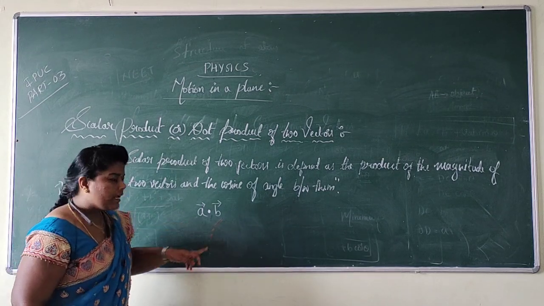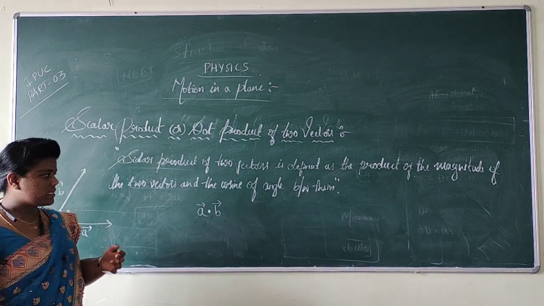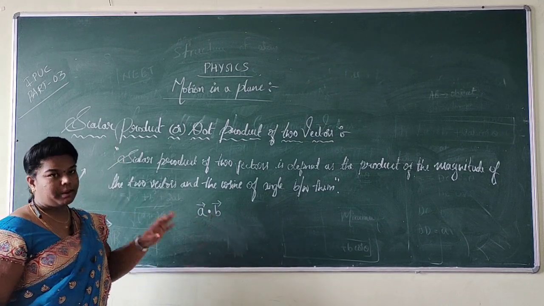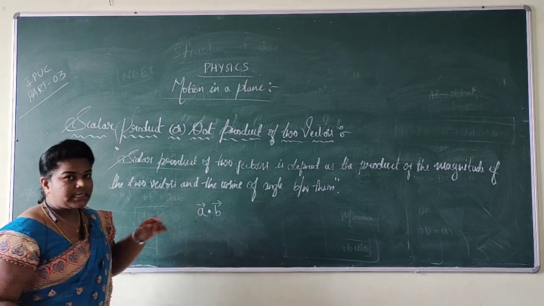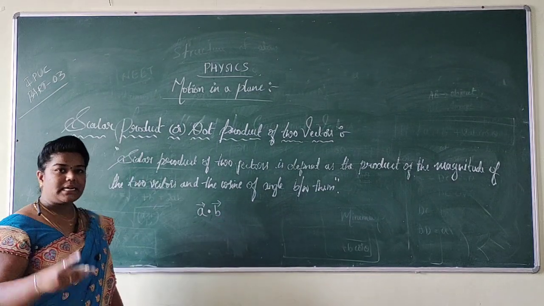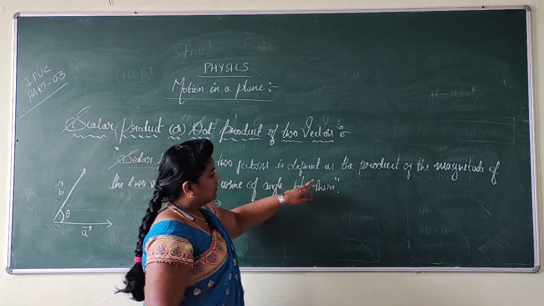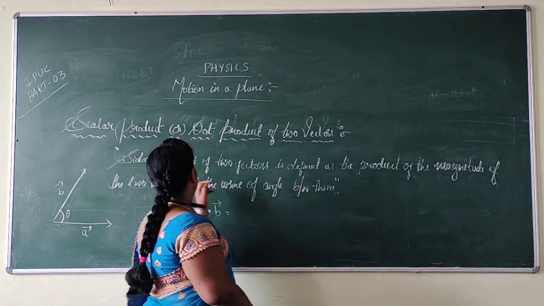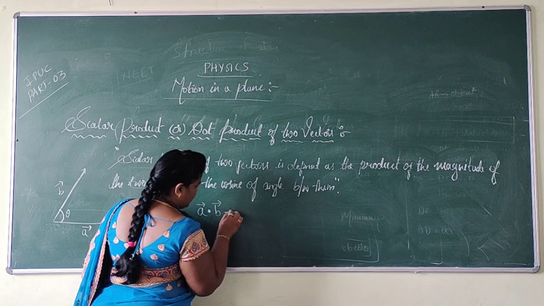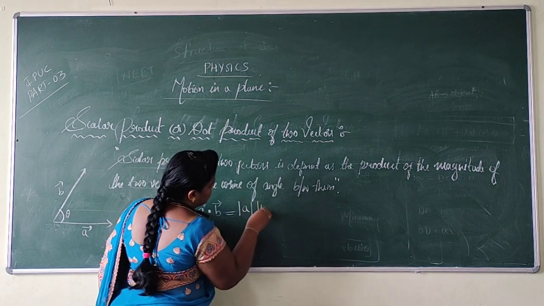So A dot B is what the vector A multiplied by vector B means in our mathematical sense, but here in physics we should not use it that way. Vector A dot vector B, or the scalar product, or dot product of two vectors A and B, is defined as the product of the magnitudes of the two vectors. What should we multiply now? We multiply the magnitudes of the two vectors A and B.